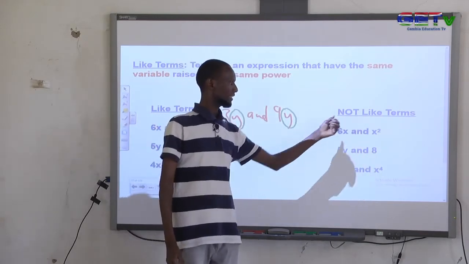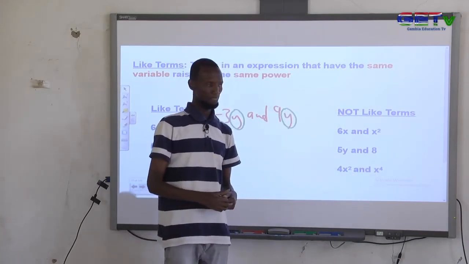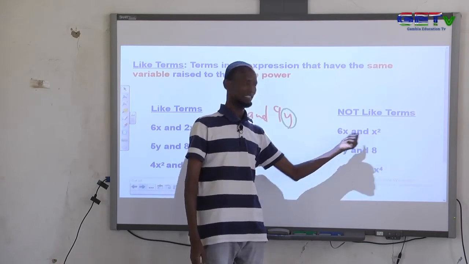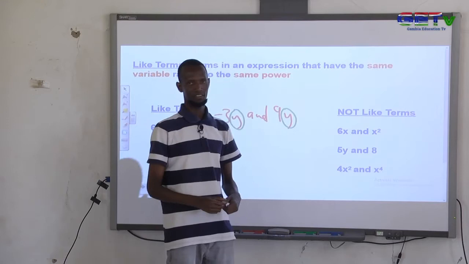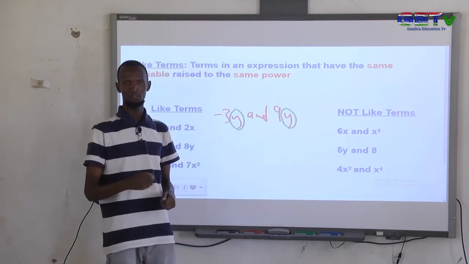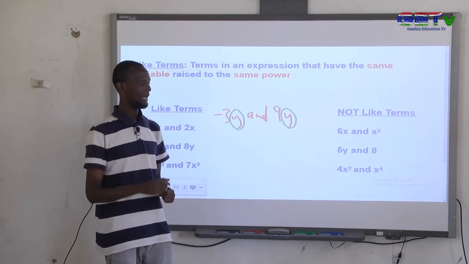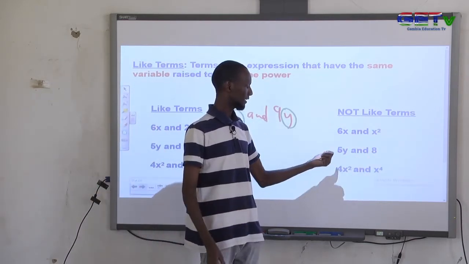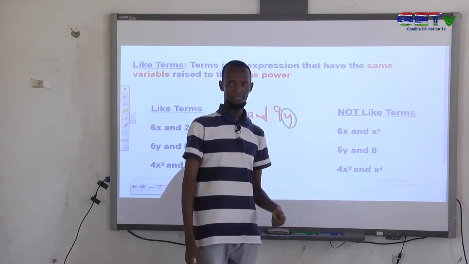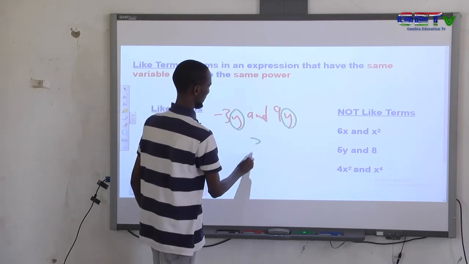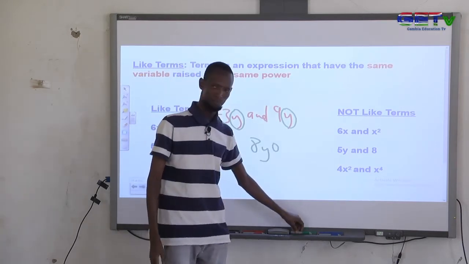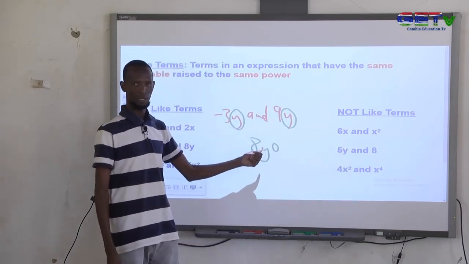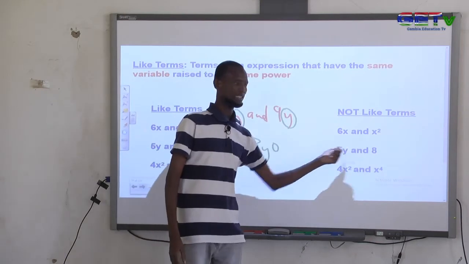But if you look at the other side here, these terms are not like. If you look at 6x and x squared, although the variables are the same, their powers are different, so they cannot be called like terms. Remember we said for terms to be like, the variable must be the same, and the power of the variables as well have to be the same. So this cannot qualify as like terms. The same thing with 5y and 8 only. We know that 8 can be written as 8y to the power 0, as we have gone through in our previous lessons. So 5y, the power of the y there is 1, and the power of this other y is 0. Because the powers are different, they don't qualify as like terms.